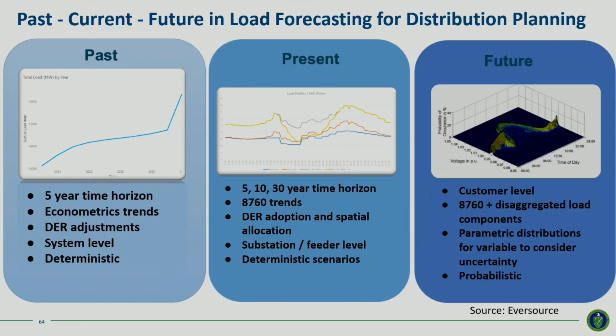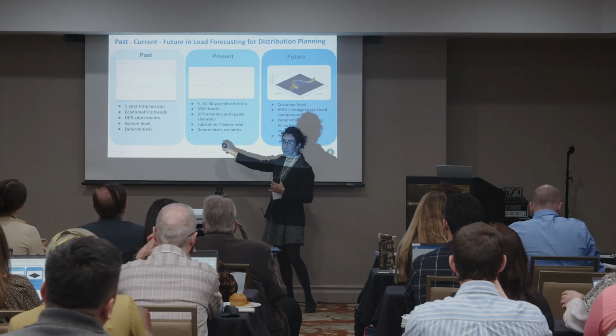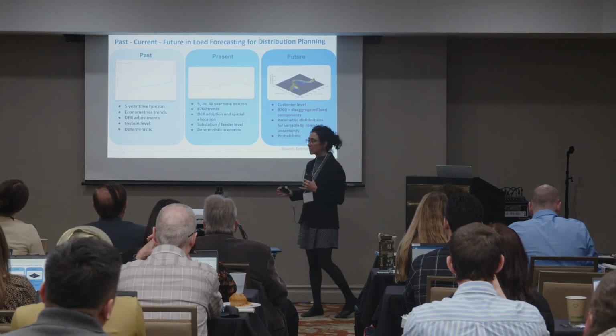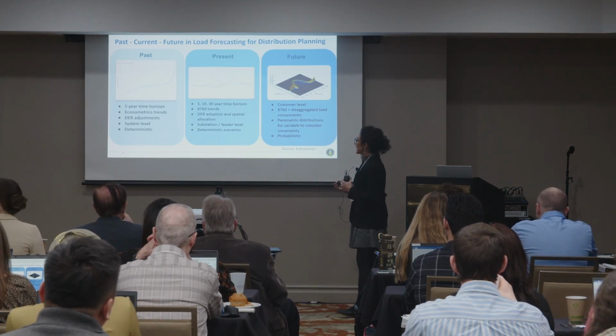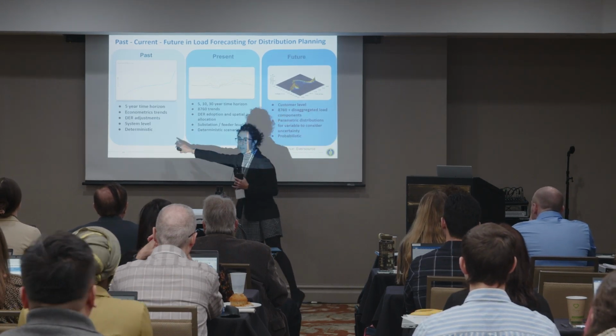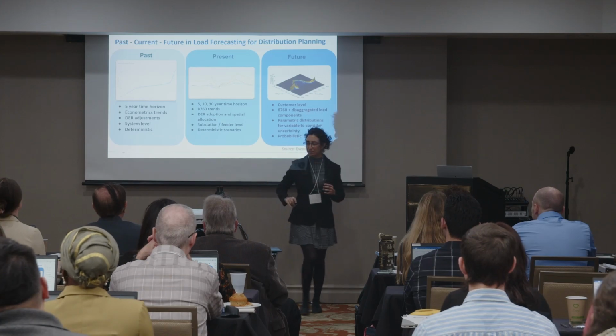So this is a summary of sort of where we are in load forecasting for distribution planning. I will describe the past and the present and then the future. I will say that this slide comes from Eversource, and so they describe this as present, which is what they've done for the first time in their infrastructure planning last year. But most utilities are between the past and the present.